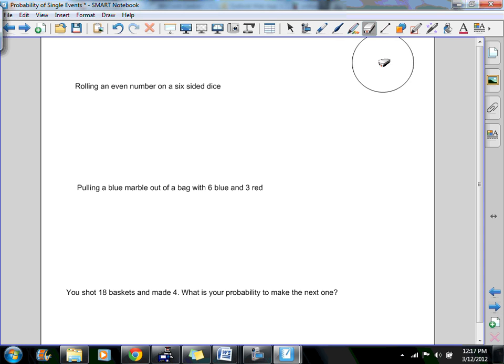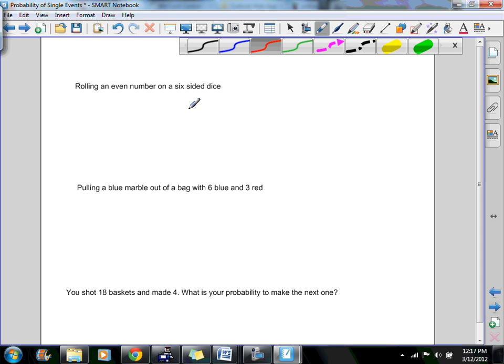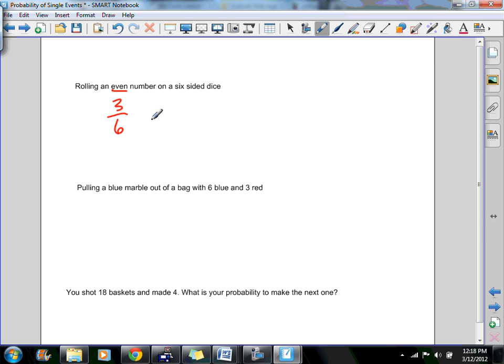So I'm hoping that you tried those. So I'm rolling an even number. There are 3 even numbers on a dice, so that means you get 3 out of 6, which simplifies down to 1/2, which is 50%. Pulling a blue marble out of a bag with 6 blue and 3 red, that'd be 6 out of 9, 2 out of 3, which is 67%.